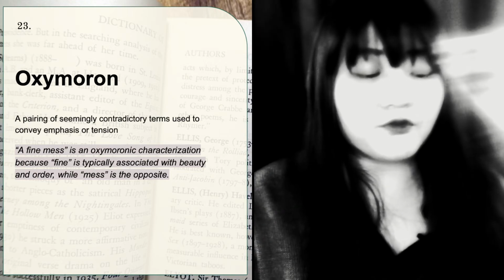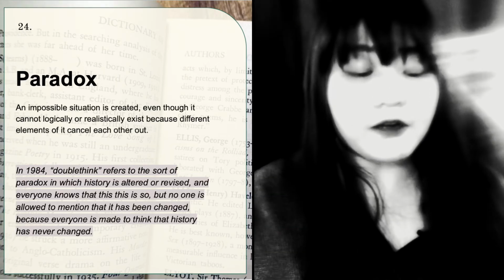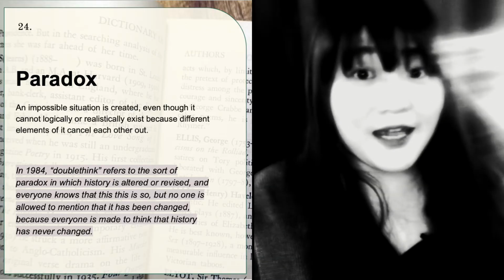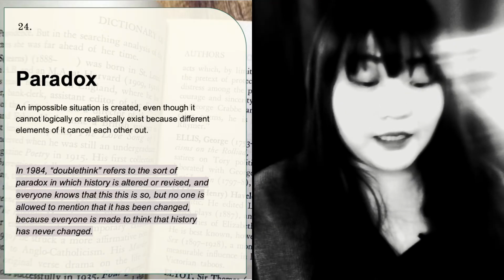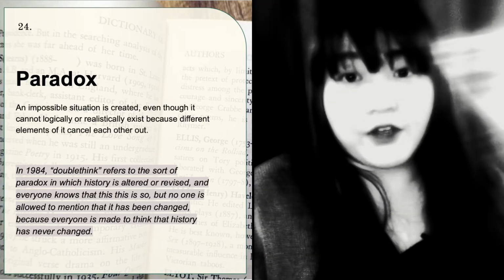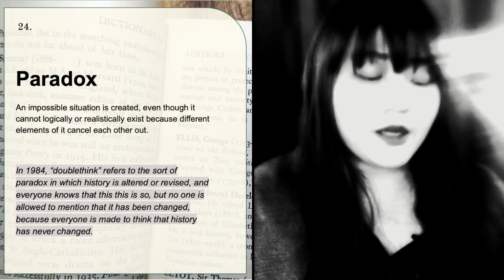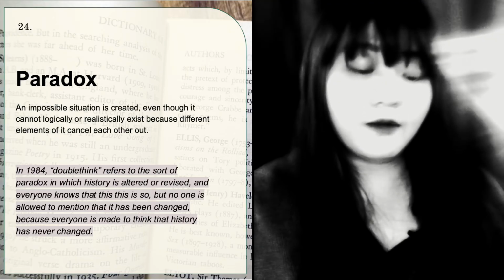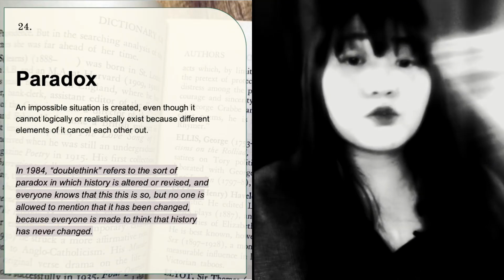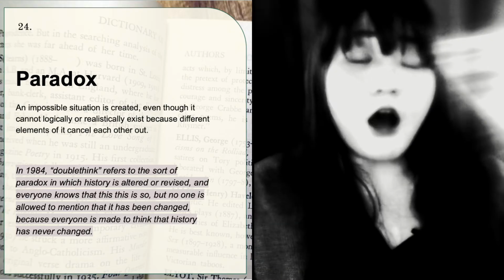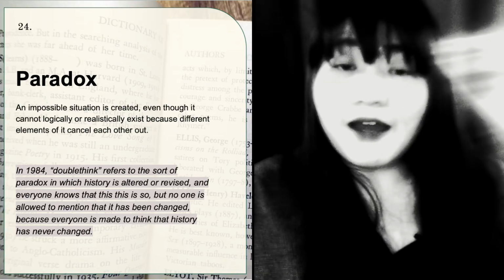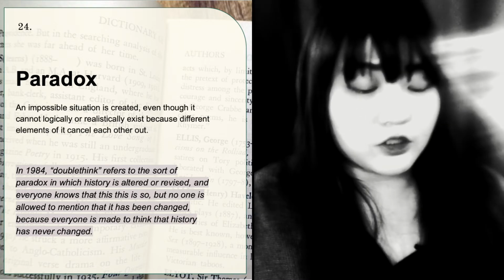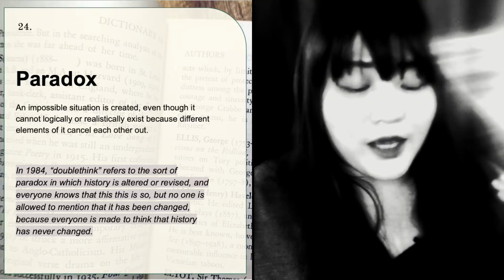Literary device number 24 is paradox. A paradox is a situation in which an impossible situation is created, even though it cannot logically or realistically exist, because different elements of it cancel each other out. For example, in George Orwell's dystopian novel, 1984, doublethink refers to the sort of paradox in which history is altered or revised, and everyone knows that this is so, but no one is allowed to mention that history has been changed, because everyone is made to think that history has never changed.